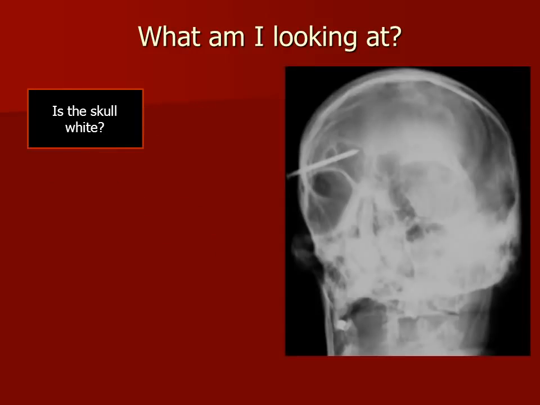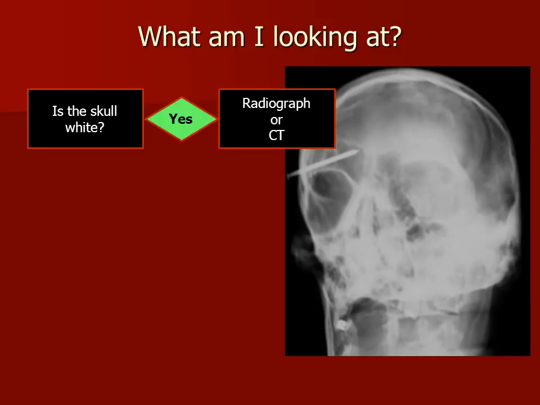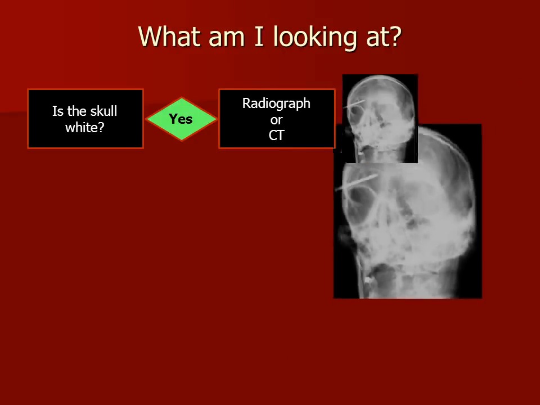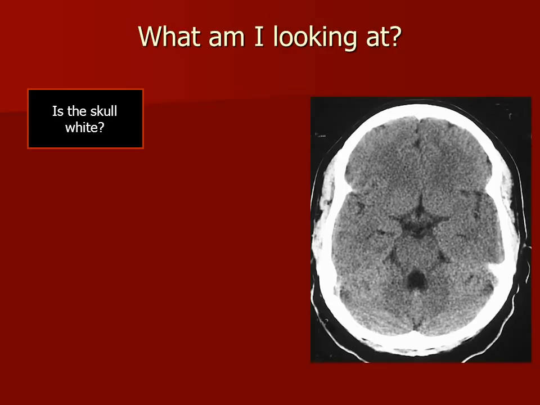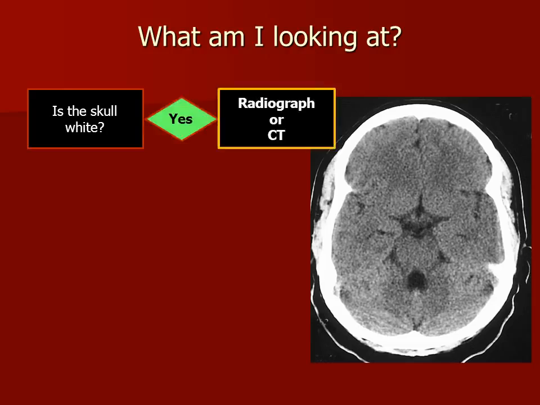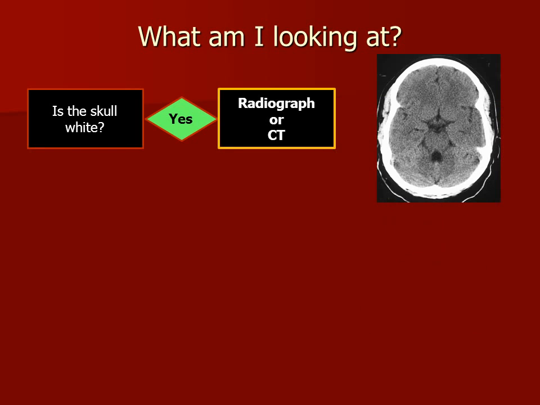If the skull is white, as in this image here, it might be either a radiograph or a CT scan. This looks like a skull radiograph, and we can easily see that there is a nail in the patient's right orbit. If we look at this image here, we can see the skull as a circumferential white ring around the outside, and the cerebrospinal fluid in the suprasellar cistern and fourth ventricle is dark. So this is a CT scan.